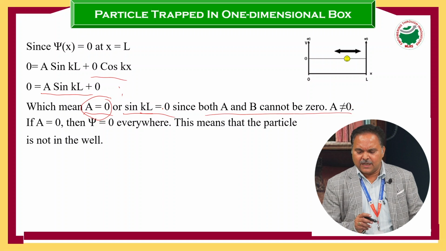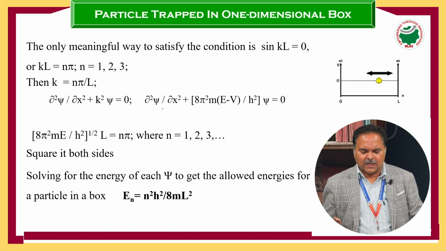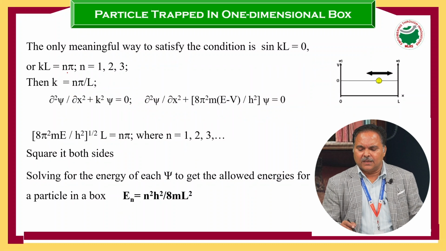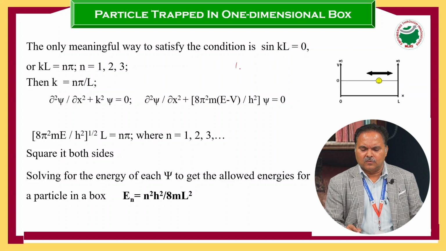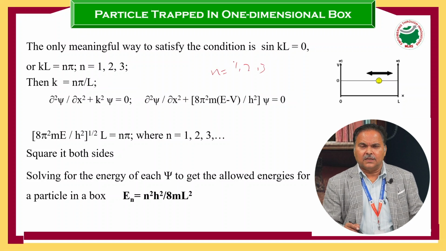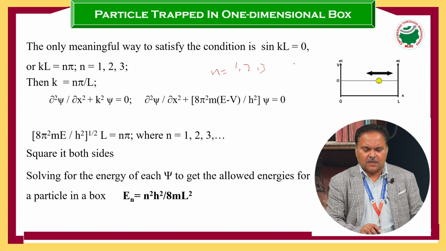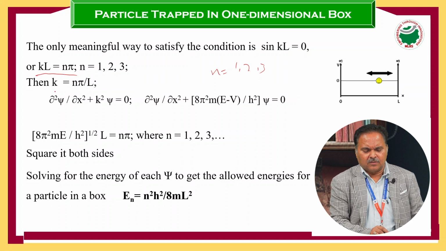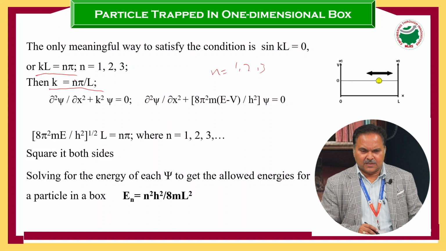Sin kL equals 0 when kL equals n pi, because sine of n pi is 0, where n is an integer: 1, 2, 3. Sine of 180 degrees and sine of 360 degrees are all 0. So we get kL equals n pi, and only then sin kL equals 0. So k equals n pi by L, a simplification of that equation.